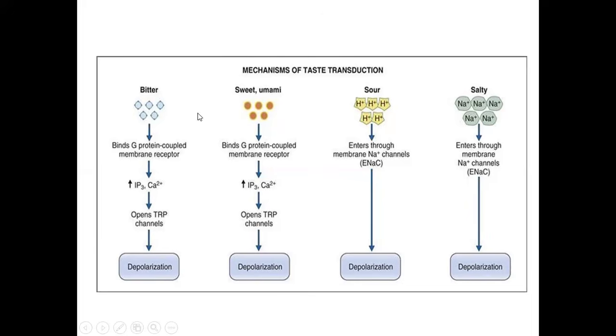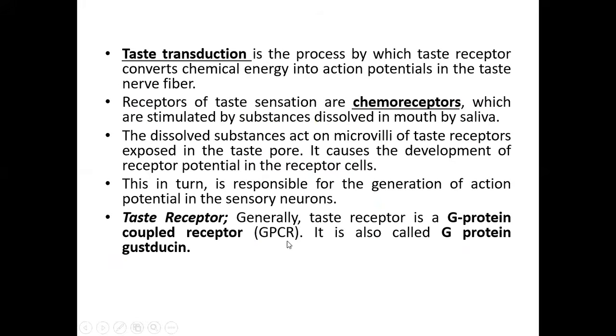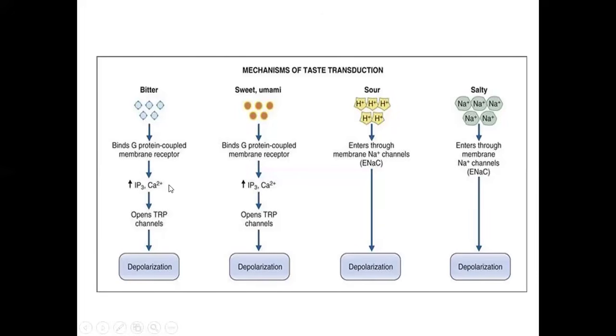At bitter, as you can remember what constitutes a bitter taste, those chemicals are going to bind the G protein coupled membrane receptor, GPCR. After they bind there, we are going to have an increase in inositol triphosphate and calcium ions. Once this increases, it's going to cause opening up of the TRP channels, which cause an influx and what we call depolarization.